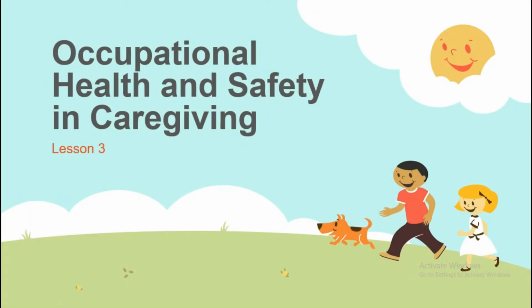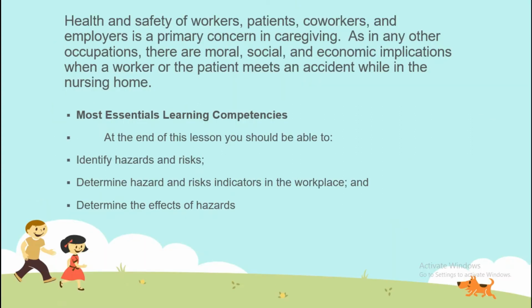Lesson 3 in caregiving is occupational health and safety in caregiving. Health and safety of workers, patients, co-workers, and employers is a primary concern in caregiving. As in any other occupation, there are moral, social, and economic implications when a worker or the patient meets an accident while in the nursing home.